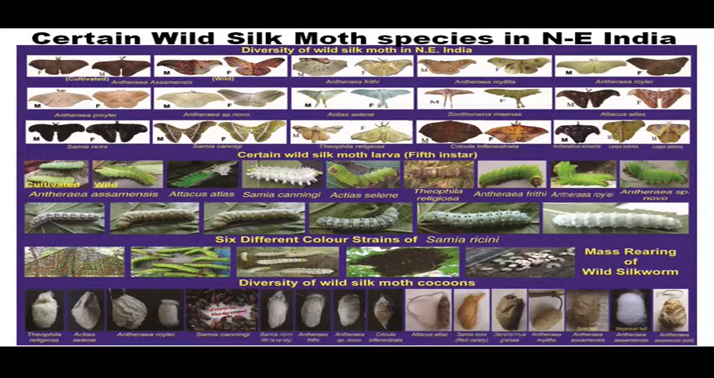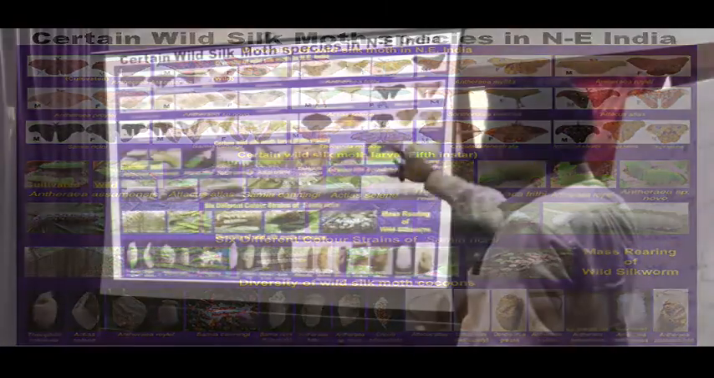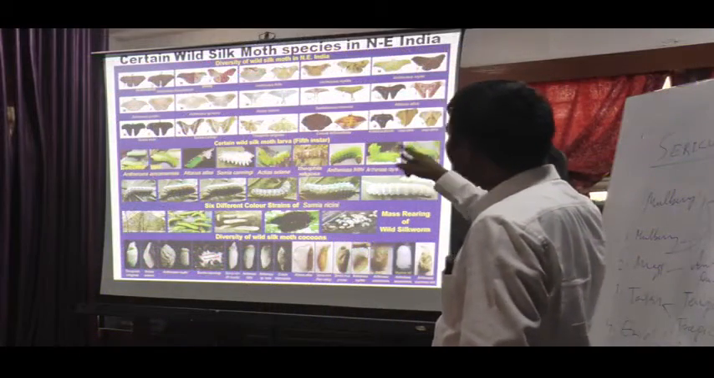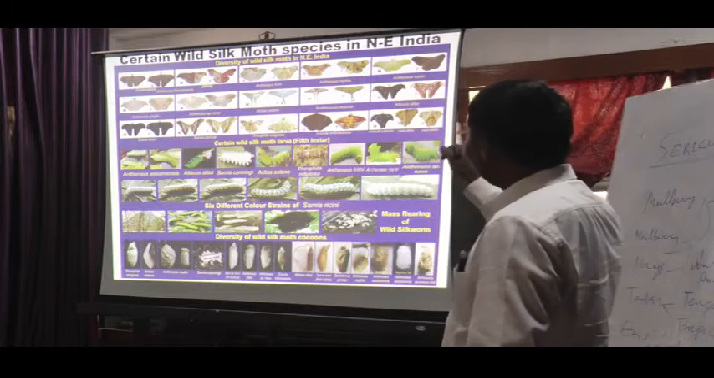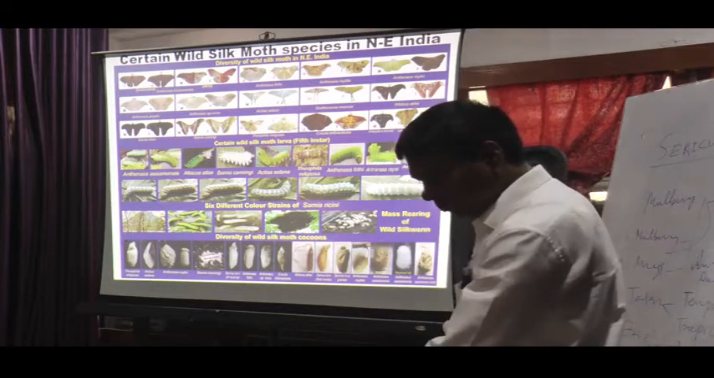I'm giving a brief idea about the wild silk moth species in the northeastern region because it is related to your syllabus, because we have to know about sericulture. We have to know the seri-bioresources in northeastern India and in India also. So these are the different varieties of silk moth found in northeastern India. These are the adult moth, and then the larval stage, then the cocoon stage.